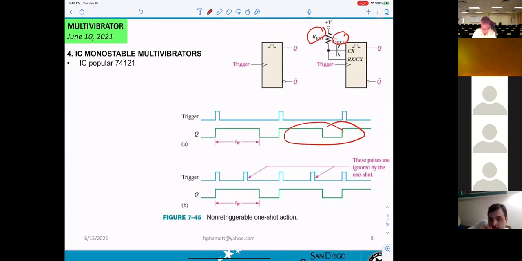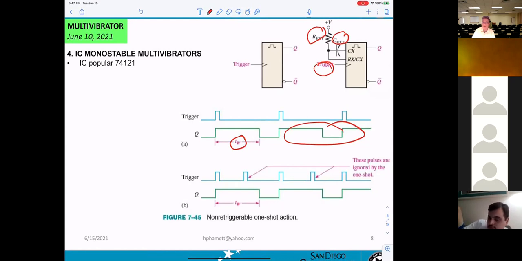Like they say right here, TW, the width. And this will be the trigger. What that means is you apply the clock into the trigger input here, and the output will come out. Basically, you get only one. However, if you keep applying a square wave clock signal, then the output will keep going.